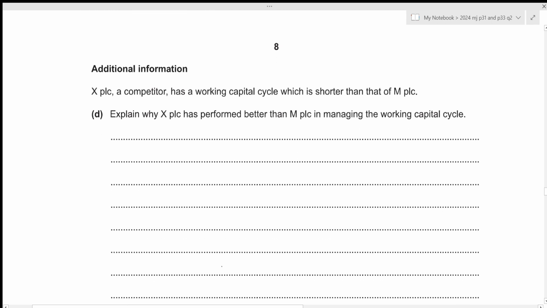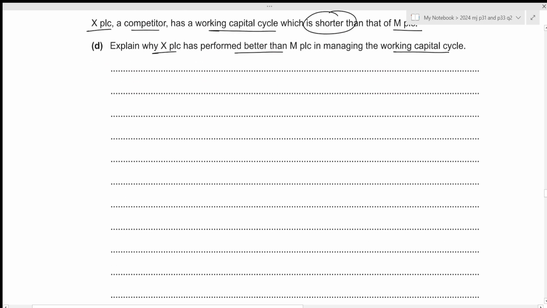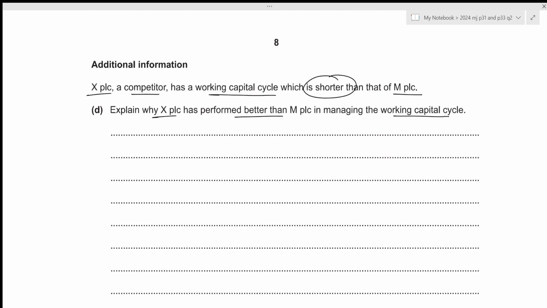We have been given some additional information. XPLC, which is a competitor, has a working capital cycle which is shorter than that of MPLC. We need to explain why XPLC has performed better than MPLC in managing the working capital cycle. This is a 5 mark, so we need to list down 5 reasons why XPLC has performed better than MPLC in managing the working capital cycle.